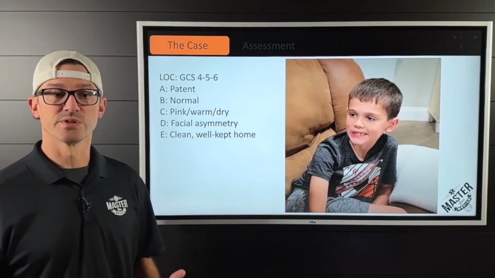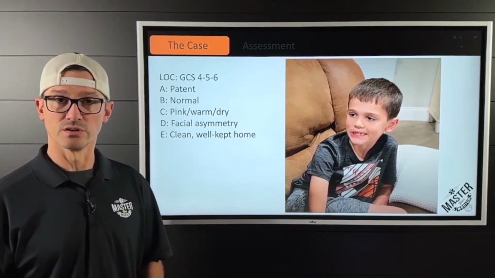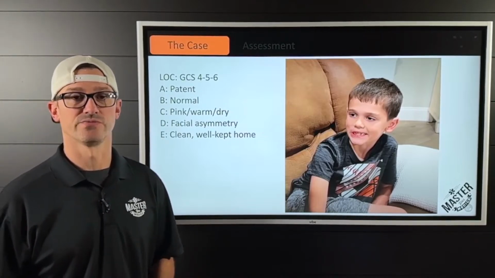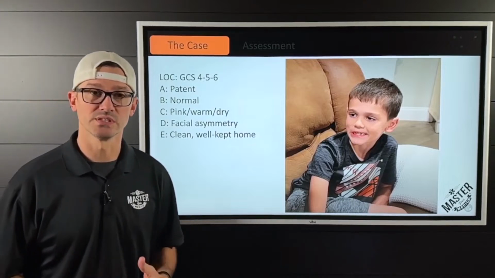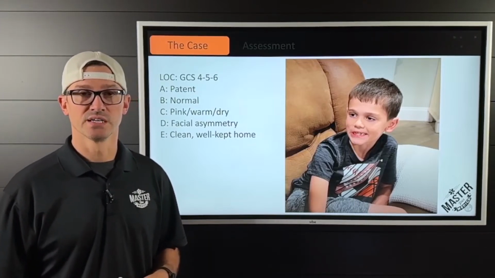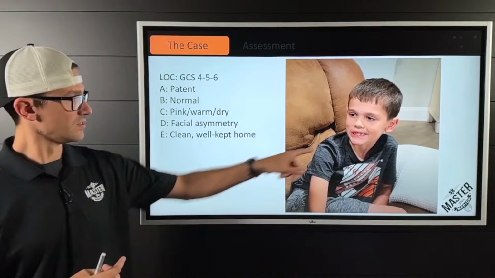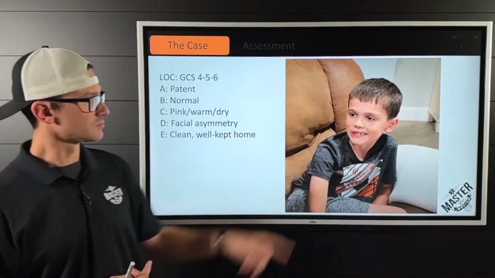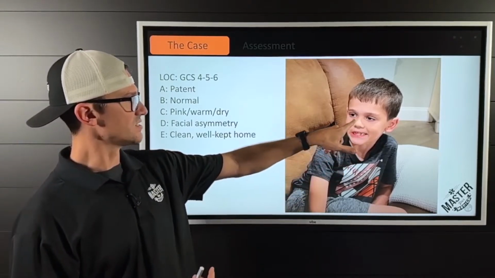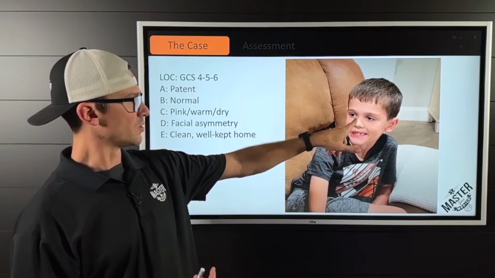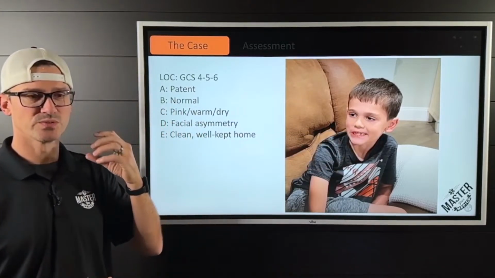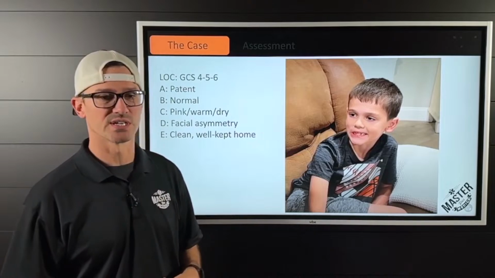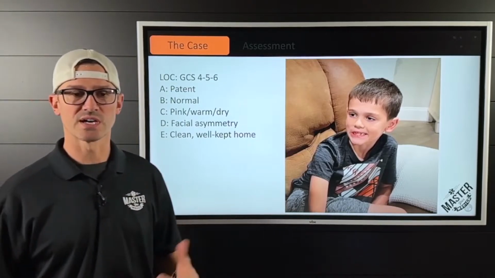So with that assessment, you found the child to be alert and oriented with a GCS of 4, 5, and 6. His airway is patent, he's breathing normally, his skin is pink, warm, and dry. But you do notice that asymmetry to his smile. And we can also see that in his eyes, we've got part of this eye that doesn't want to squint as much as this side. So when his facial muscles move, it's really only moving to that one side. He's in a clean, well-kept environment.